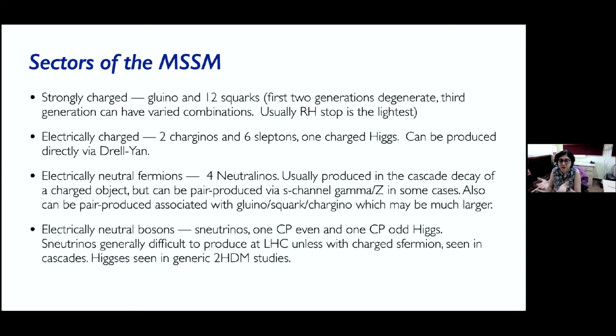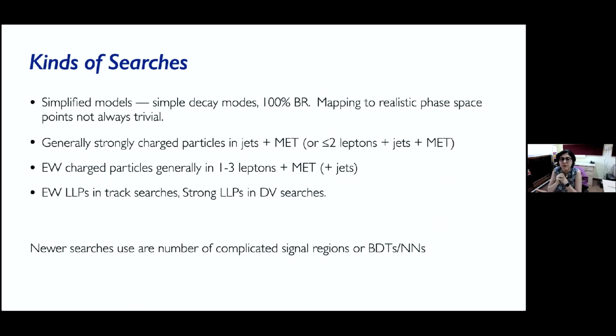Then you have electrically neutral fermions, the neutralinos. Usually you produce them in cascade decays, not directly. And you also have electrically neutral scalars, neutrinos, and some Higgses. Again, these are hard to produce at the LHC directly, because the LHC is a pp machine, so you would normally produce them in the cascades of some other heavy particle that you produce. This is generally how we go about it, and this determines what kind of searches you have for SUSY at the LHC.